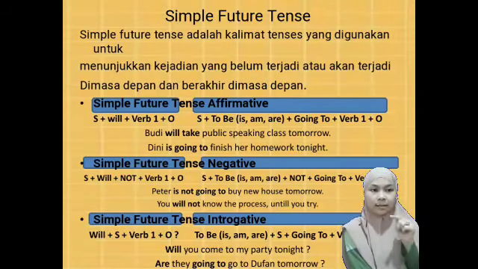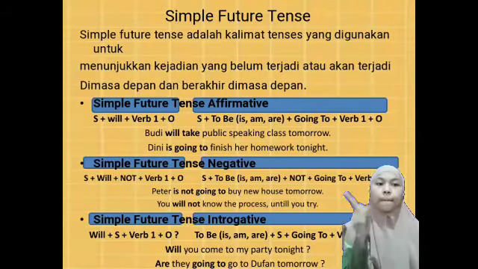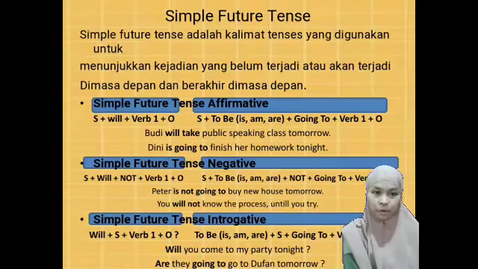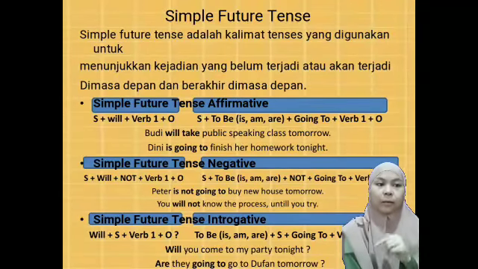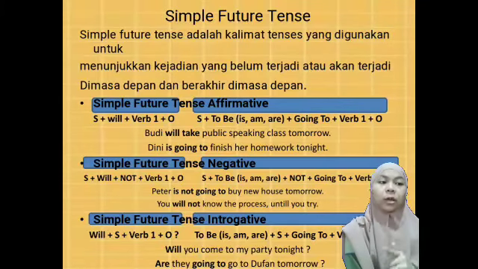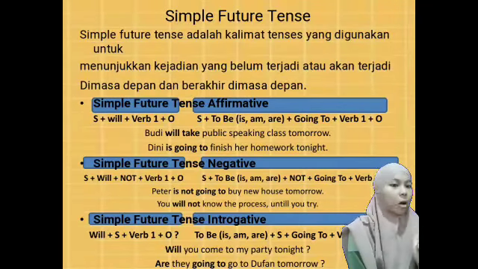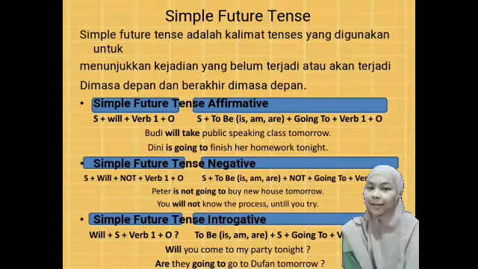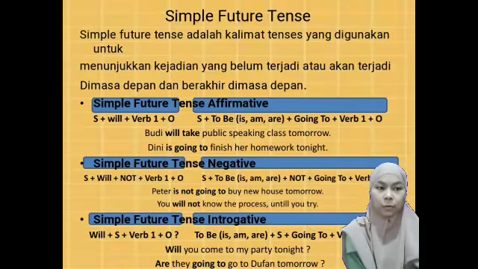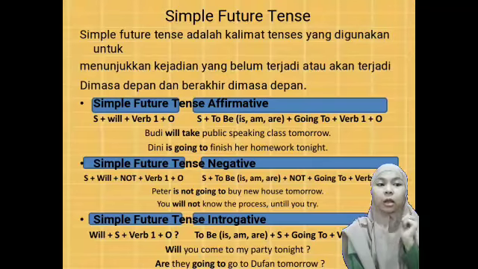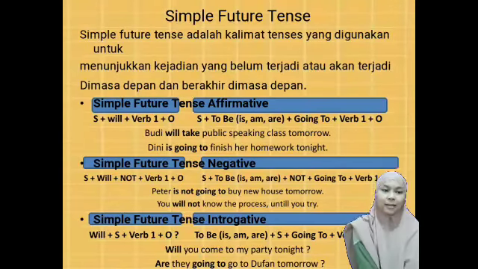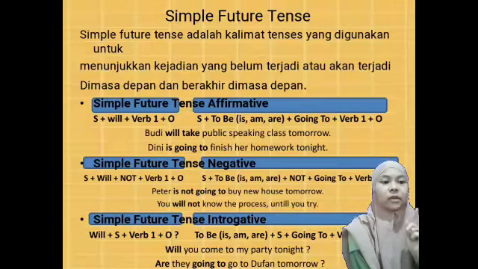The pattern is subject plus will plus not plus verb 1 plus object, or subject plus to be is, am, are plus not plus going to plus verb 1 plus object. For example, Father is not going to buy new house tomorrow, or you will not know the process until you try. And the last is simple future tense interrogative.